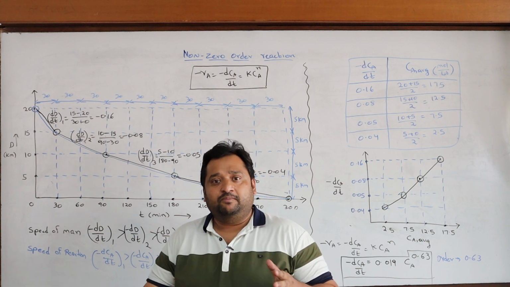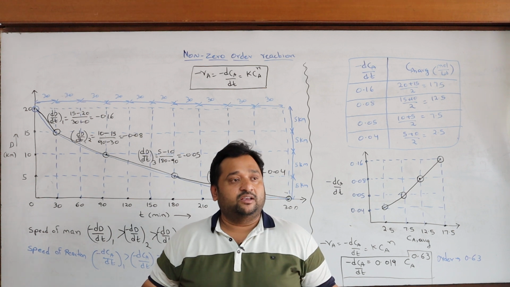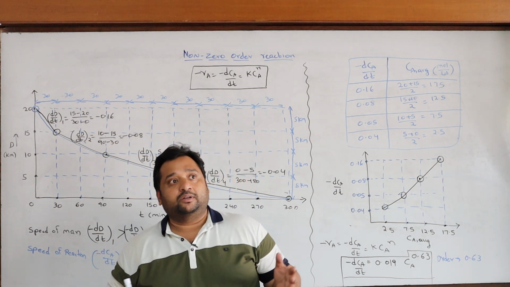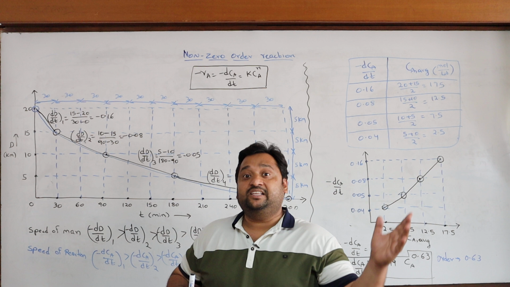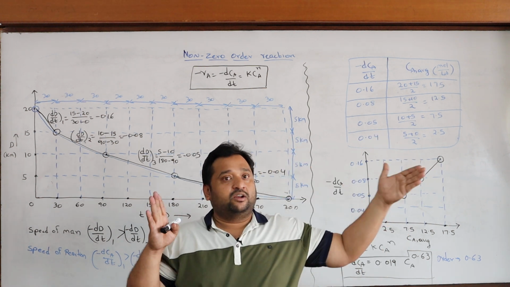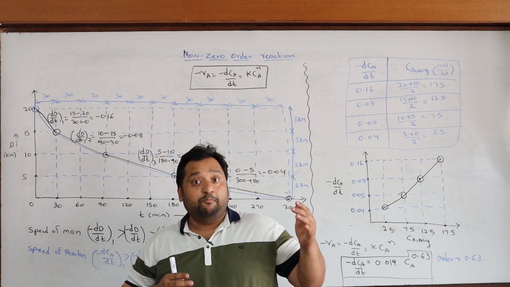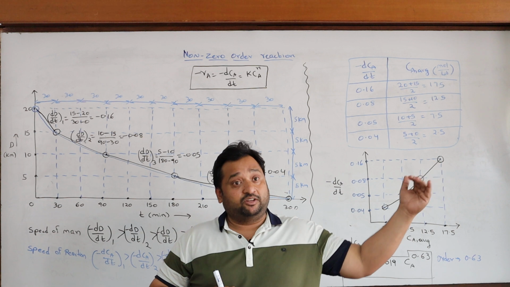Okay, in a similar analogy like a marathon, a person is running to cover a distance of 20 kilometers. He started at the 20th kilometer and comes to the 0 kilometer. The analogy we use here is to compare distance with concentration.